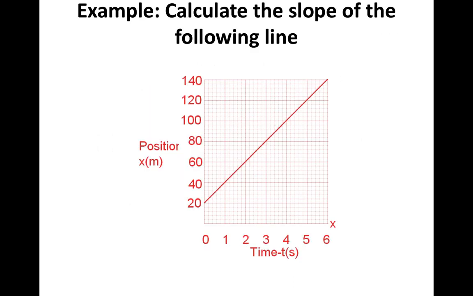Take a moment, pause the video, and calculate the slope of the following line. Okay, if you've done it correctly, it's 20 meters per second. If you made a mistake, ask your teacher for some assistance and make corrections. Otherwise, you can move on.